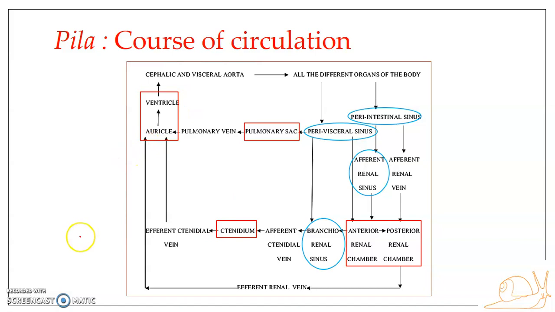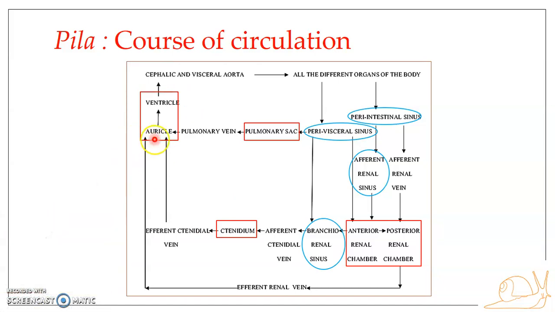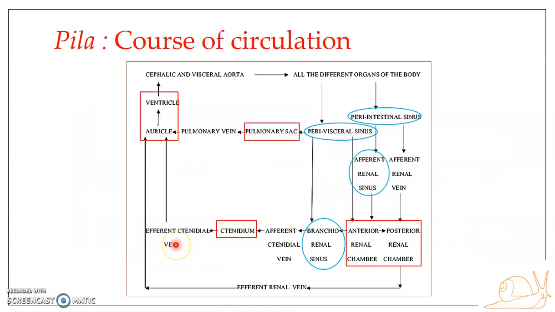Here you can see the heart; the auricle and the ventricle make up the heart. The auricle receives blood from three main vessels: the pulmonary vein from the pulmonary sac, the efferent ctenidial vein from the ctenidium, and the efferent renal vein. This is the efferent renal vein. From which part is it? It is from the posterior renal chamber. So these three are the vessels which carry the blood to the auricle.